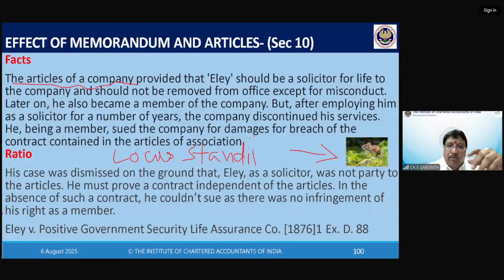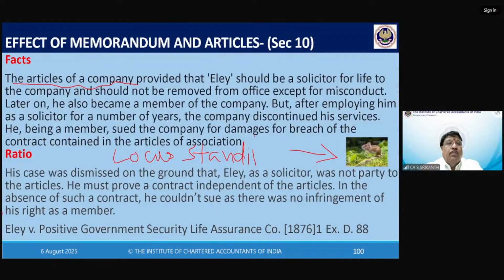Okay, agreed. Ground to fight a legal matter. Okay. Or right. Deepika gives me a correct answer: right to bring an action in court. I think that is the best answer. Right to sue or right to bring an action in court. Absolutely. Locus standi means right.